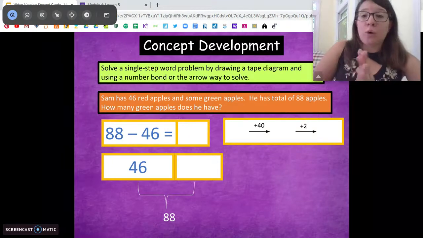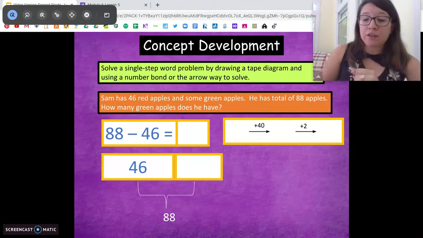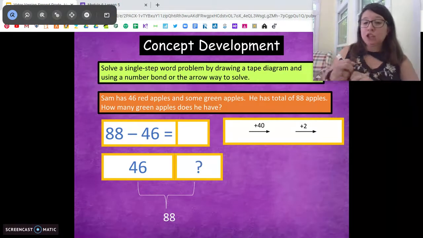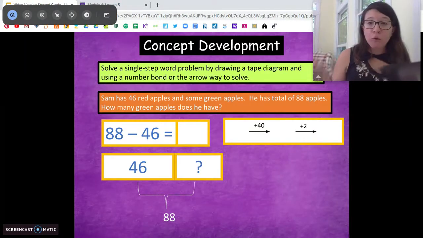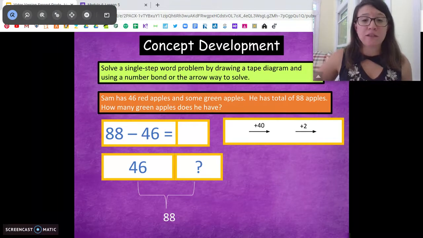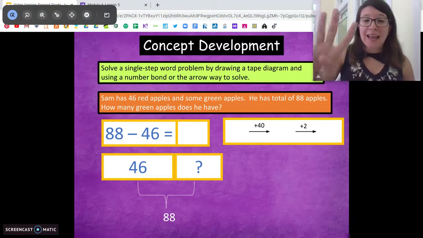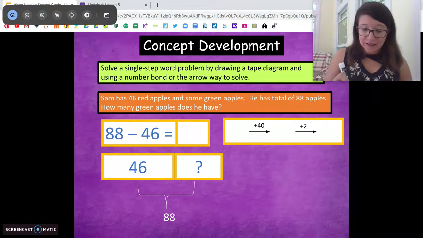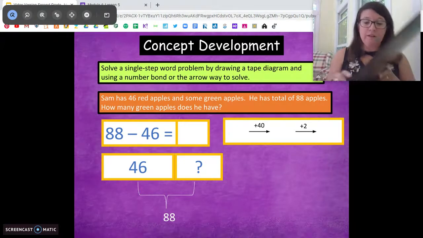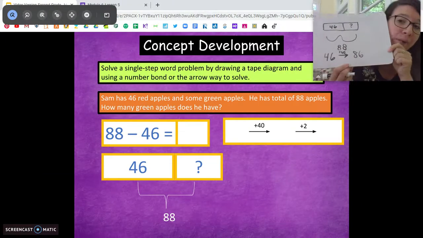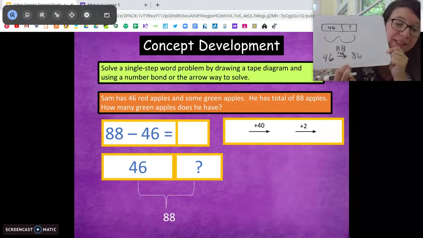Okay, so when we do the arrow way, we're going to start at 46. We can jump 40 from there. We can jump 4 tens. So 46, 56, 66, 76, 86. We're at 86. We jumped 40. Okay, now how many more do we need to get from 86 to 88?